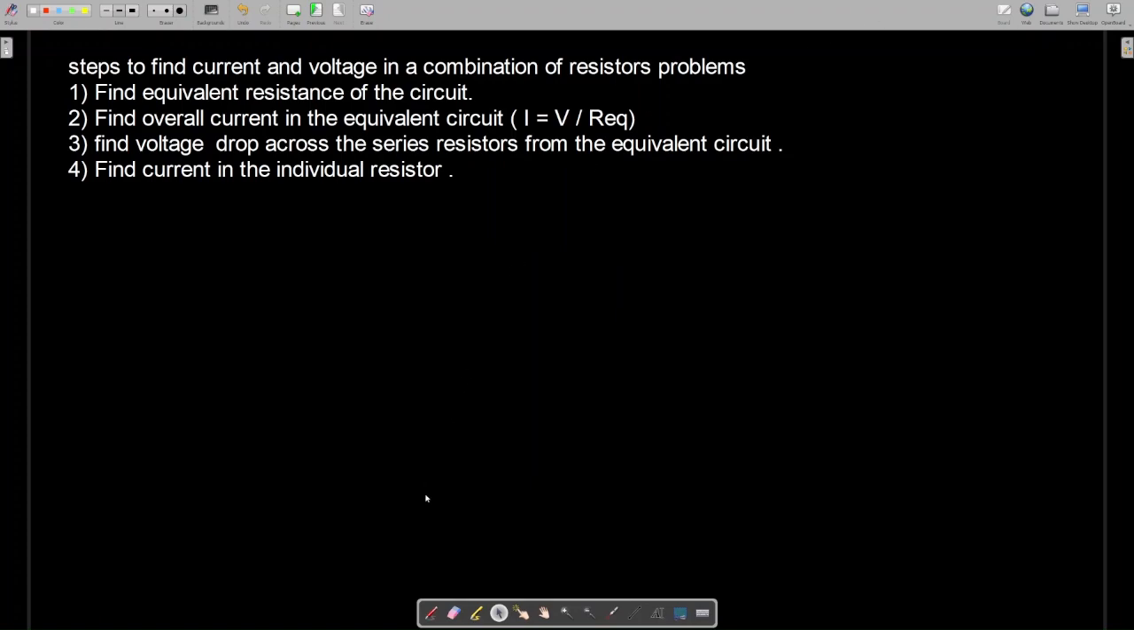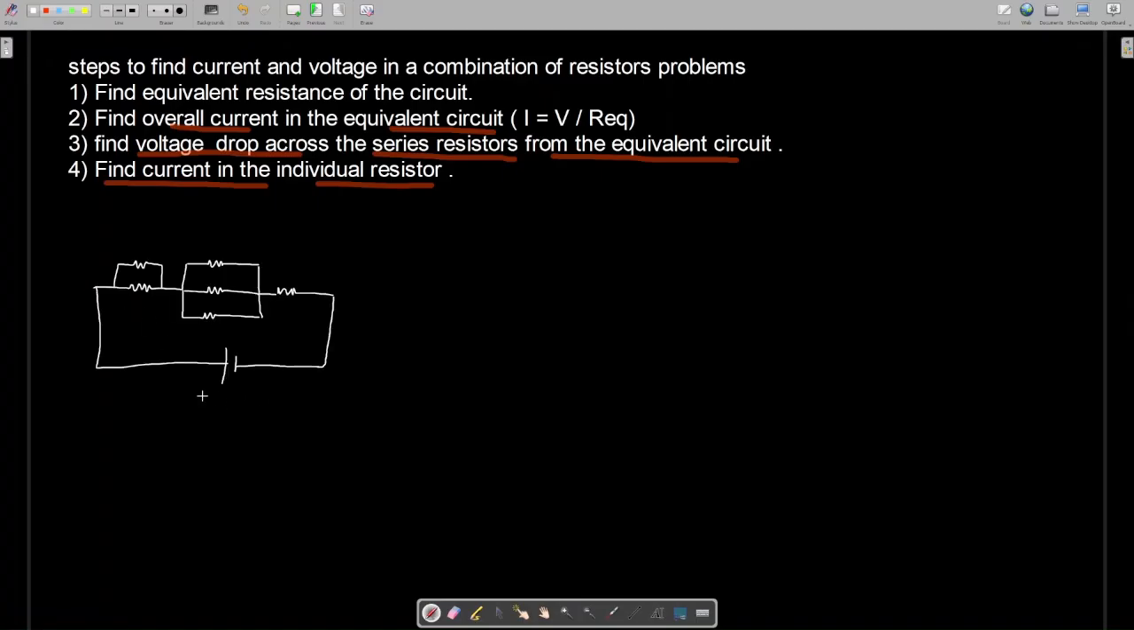We will learn the various steps which are used to find the current and the voltage in the combination of resistor problem. First of all, find the equivalent resistance of the circuit. Second is, after finding the equivalent resistor, find the overall current in the equivalent circuit. Third is, find the voltage drop across the series resistor from the equivalent circuit. And fourth one is to find the current in the individual resistor. Now let's solve some example.